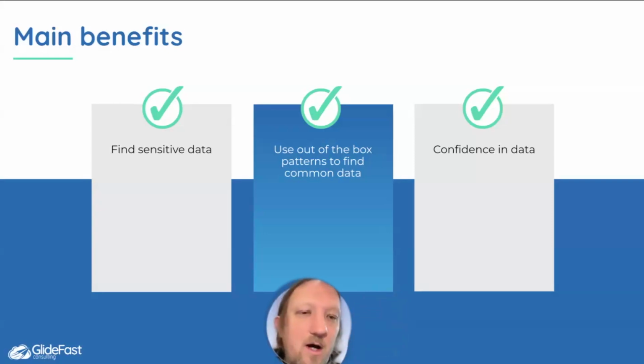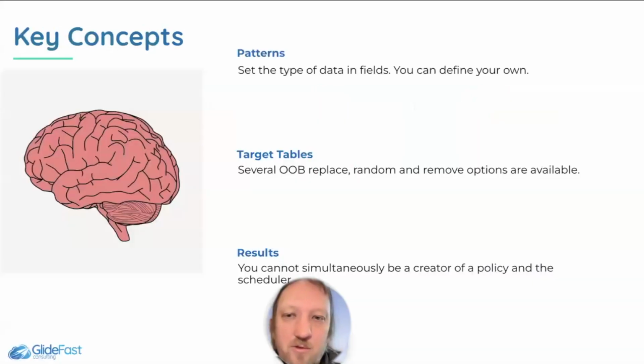And then it's going to give you confidence in your data. It's like, okay, do we really know that we don't have some of this sensitive data out here, like your credit card number? So this helps you do that. So there's a number of patterns out of the box. They're based on regex. You can make your own, configure your target tables, and then you get results of that output when you run the job.